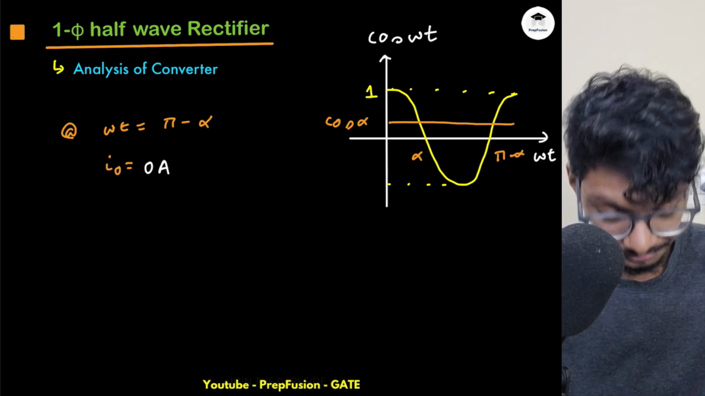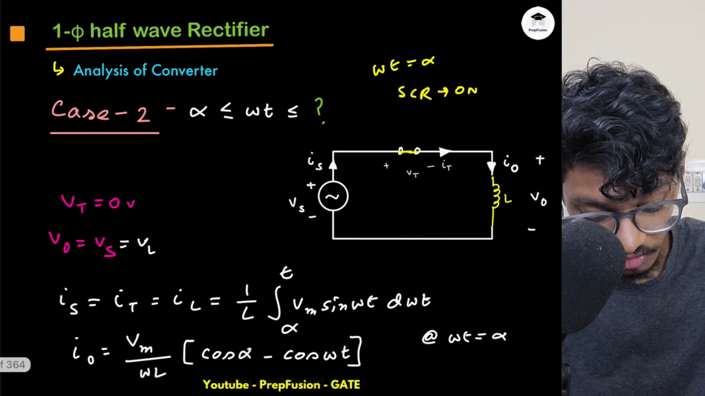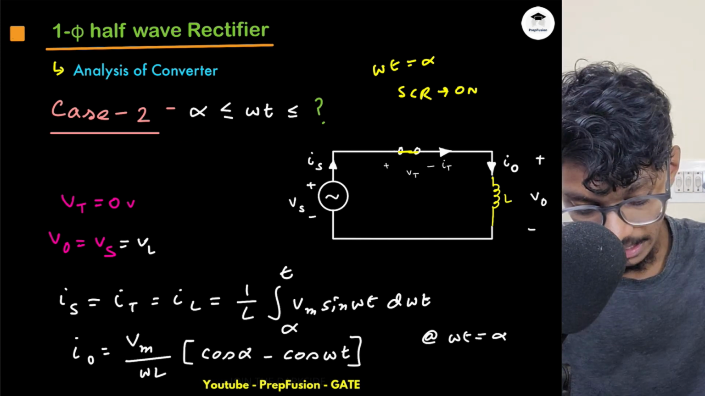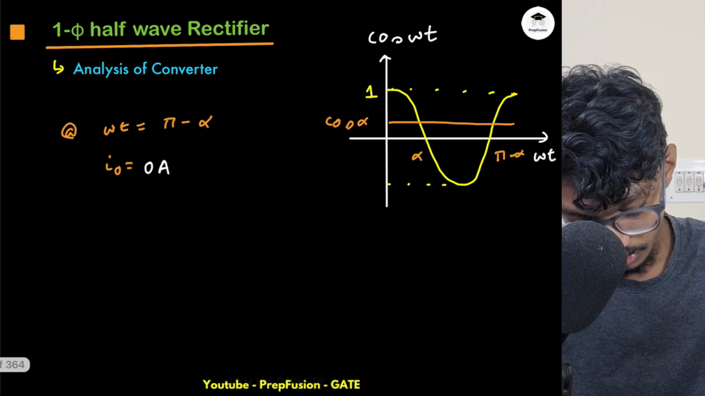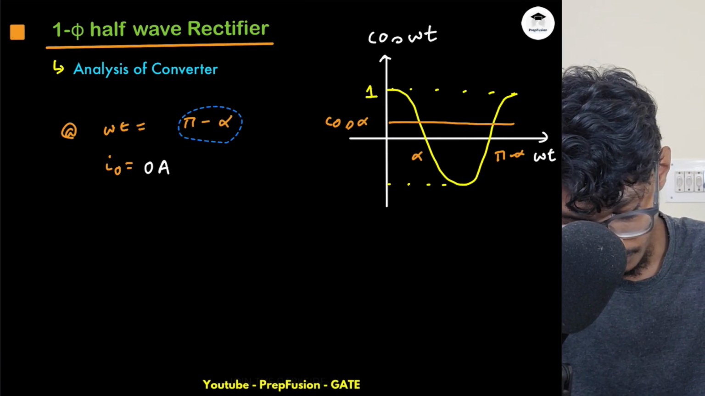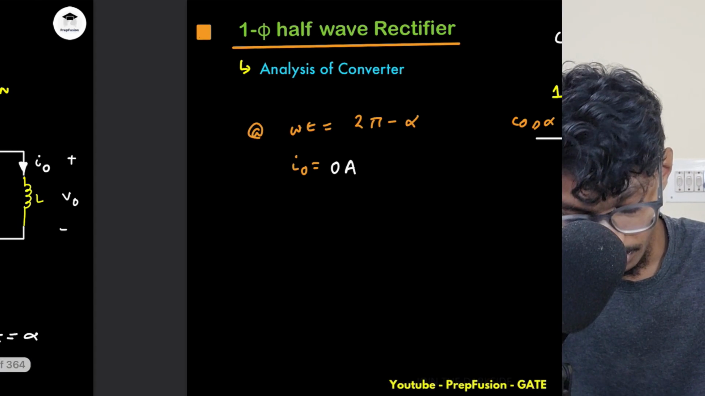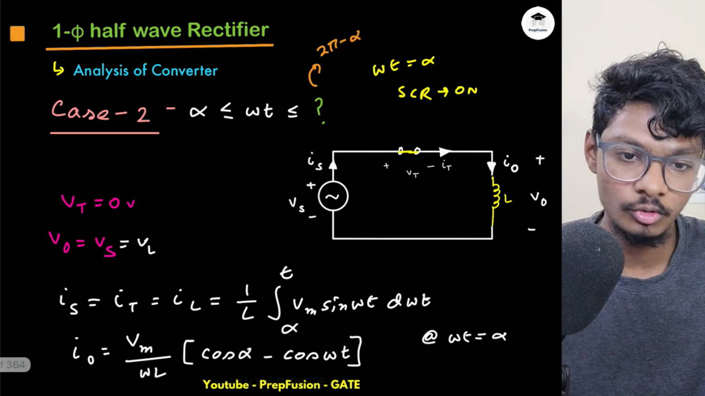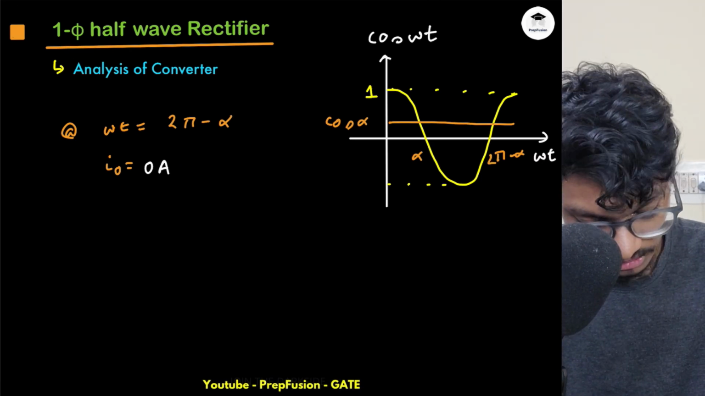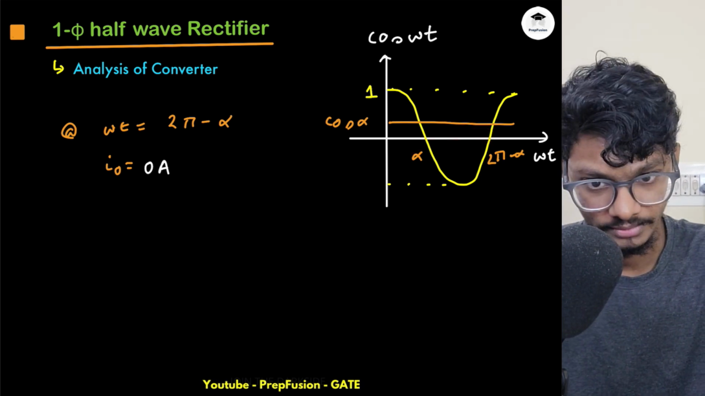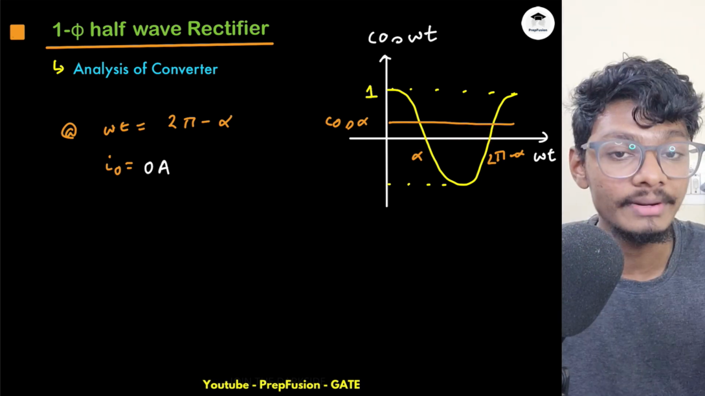Goes to 0 ampere. Okay, so it will only conduct from alpha to 2 pi minus alpha. Not pi minus alpha, it will be 2 pi minus alpha. So it will only conduct from alpha to 2 pi minus alpha. This is not pi minus alpha, sorry for that. This is 2 pi, right? Because this overall cycle is 2 pi.